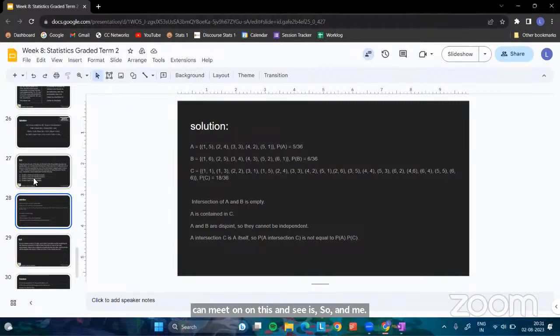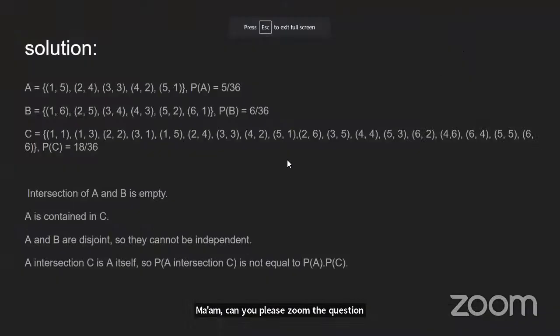Ma'am, can you please zoom the question? So this is the question, and this is the solution. So are A and B mutually exclusive? When we're talking about two sets being mutually exclusive, we're asking if there's any intersection here.